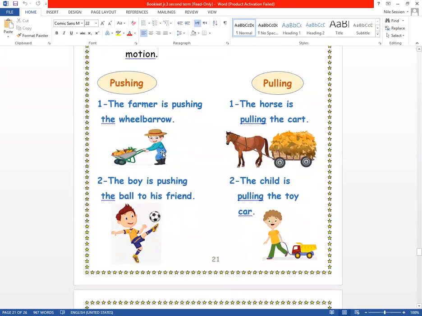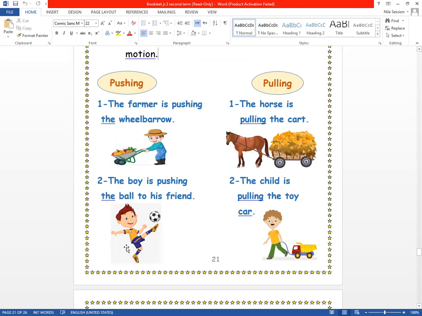Okay, let's take examples of pushing. This farmer is doing what? He moved the car. So does this car go far away from the farmer or go to the farmer? Yes, far away from the farmer. So he is pushing the wheelbarrow. And this boy kicked the ball with his foot. So the ball goes far away. When the ball goes far away, he is pushing the ball. So the boy here is pushing the ball to his friend.